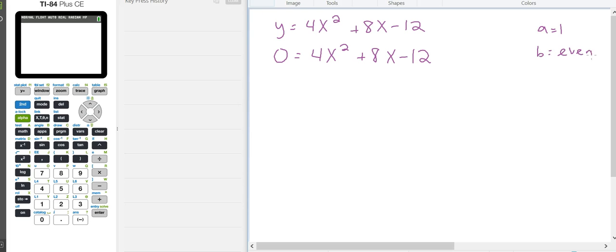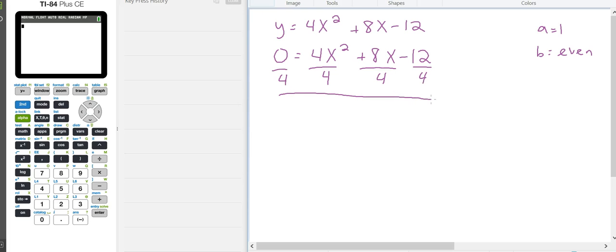But in this case, is a equal to 1? It is not. A is equal to 4. A is always the coefficient of the x squared, so a in this case is 4. Is there some way we could rewrite this equation where a would be equal to 1? Let's see. If we divide this term by 4, since we're dividing that term by 4, we have to divide all the terms by 4 on both sides of the equation.